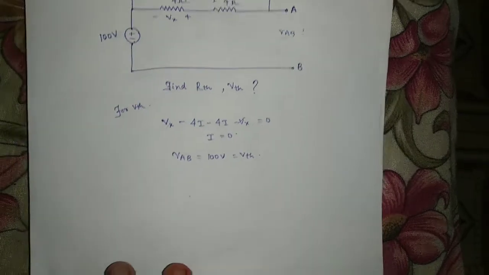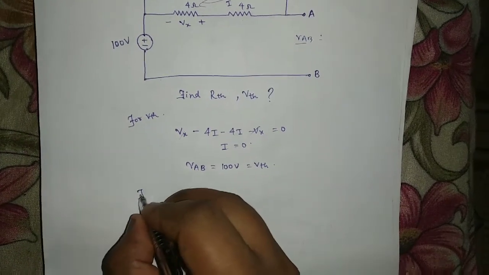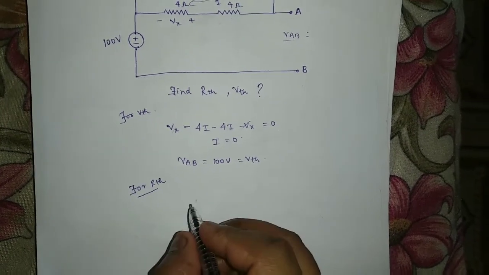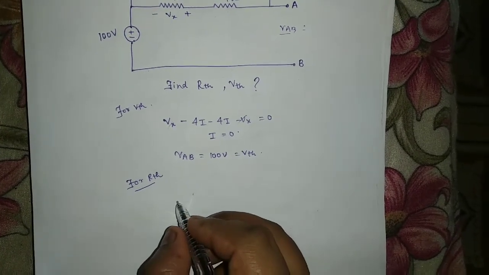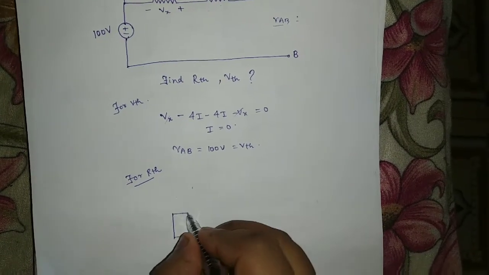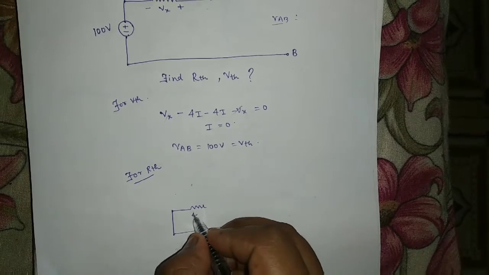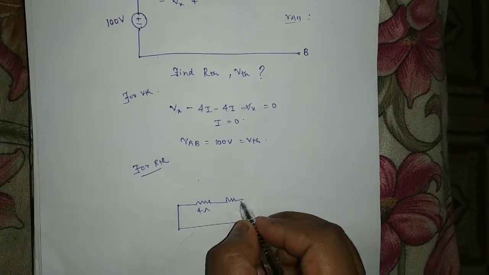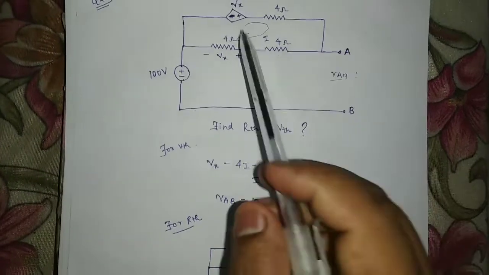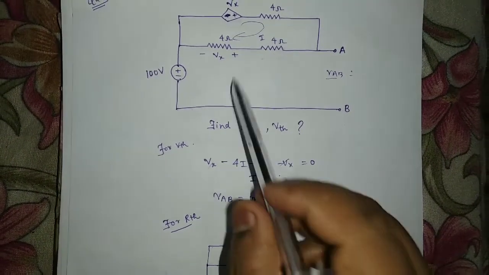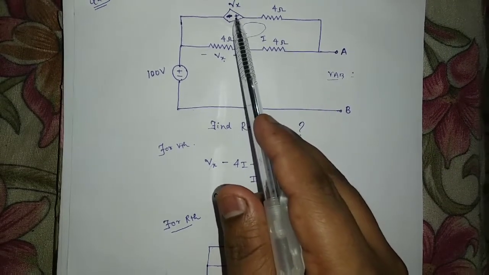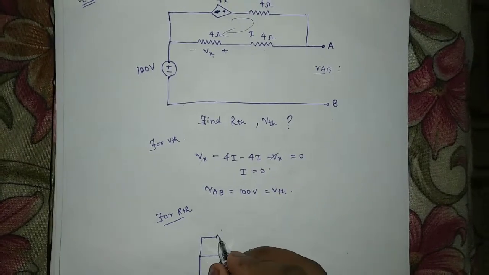Now for RTH, Thevenin's resistance, the voltage source is short circuited, and this is 4 ohm. And here in place of Vx, 4 ohm will be there, so we can replace the dependent source Vx with 4 ohm.